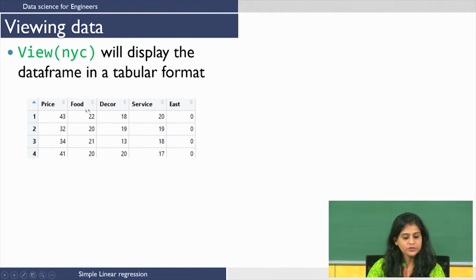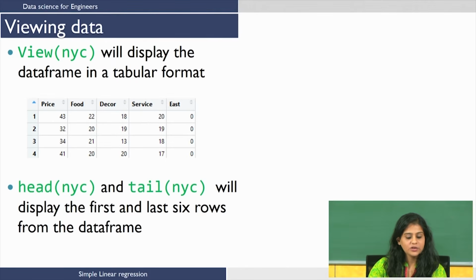So, I have price, food, decor, service and east as the 5 variables. Suppose your data is really huge and you do not want to view the entire data, then we can use the head or tail function. Head will give you the first 6 rows from a data frame and tail will give you the last 6 rows from the data frame.